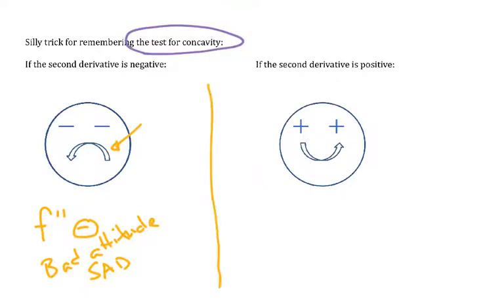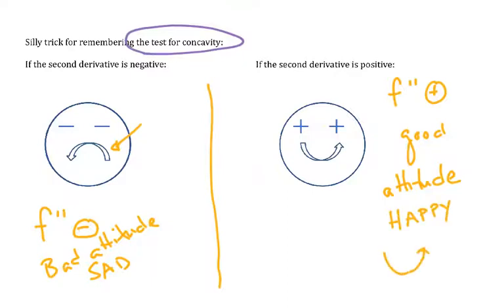On the other hand, if the second derivative is positive, well, you have a good attitude. And you're happy. Because you've got a positive attitude. And when you're happy, what do you do? You smile. And you're concave up. Maybe that helps. Maybe it doesn't. Use it if it does.